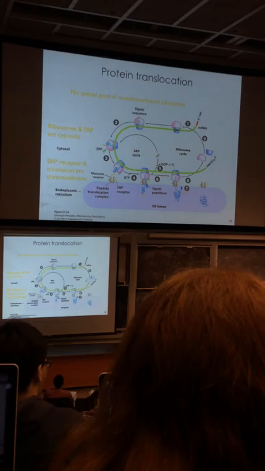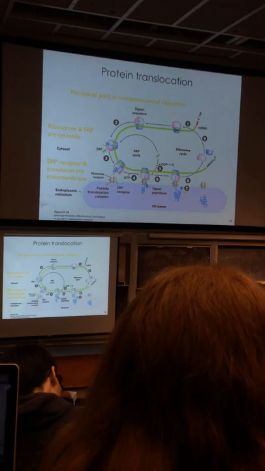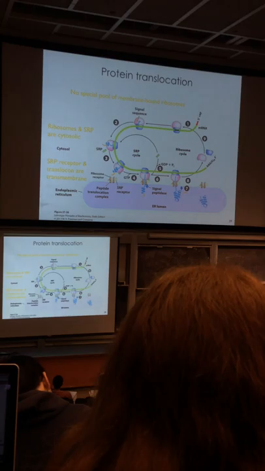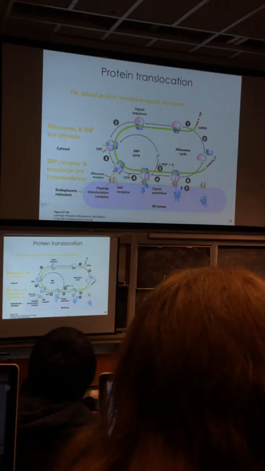This is definitely the best understood example of protein translocation. So there are other membrane-bound organelles in cells, including the mitochondria and the chloroplast. And in both of those cases, we know that cytosolically translated proteins end up in that organelle. But the mechanism is much less well understood.